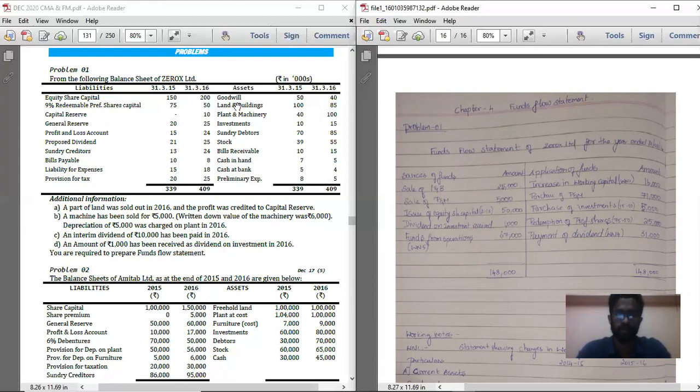Now go one by one and calculate. See, what are all the increases or decreases in liabilities, that is non-current liabilities and non-current assets.